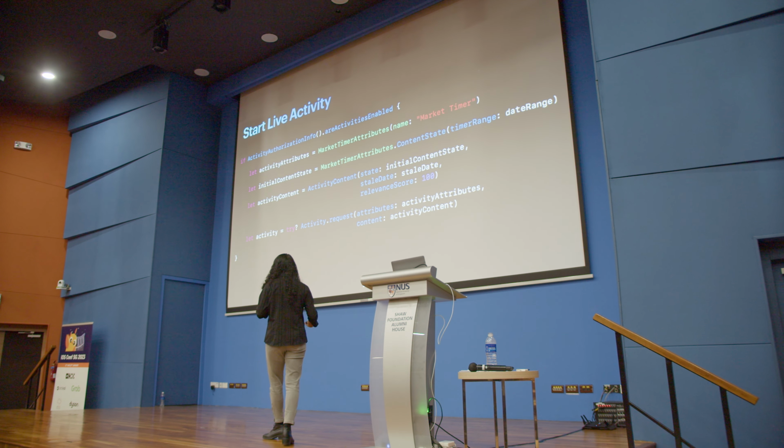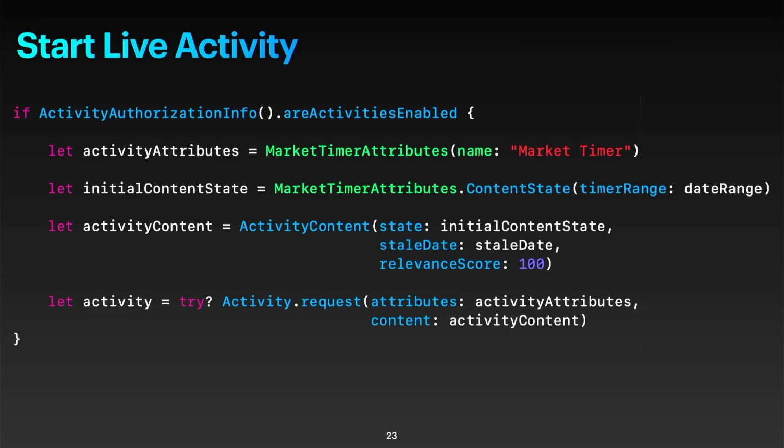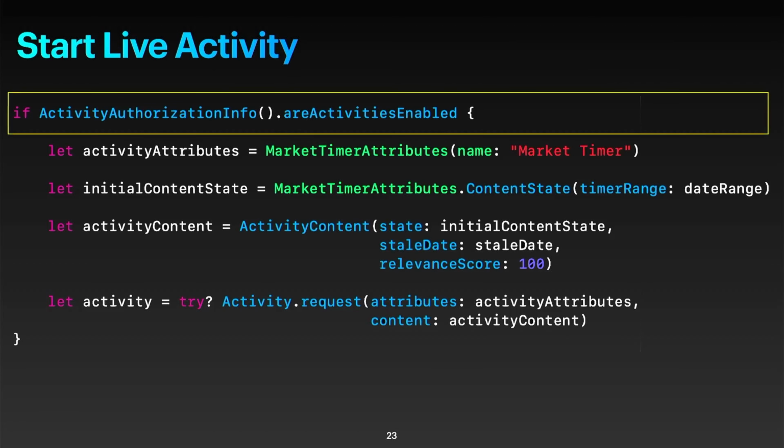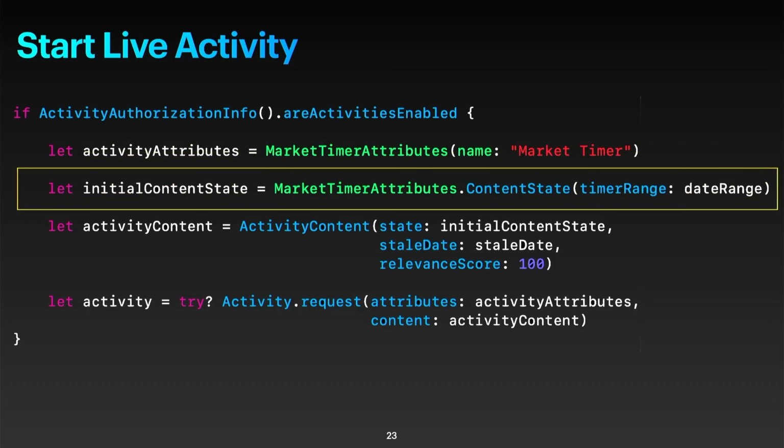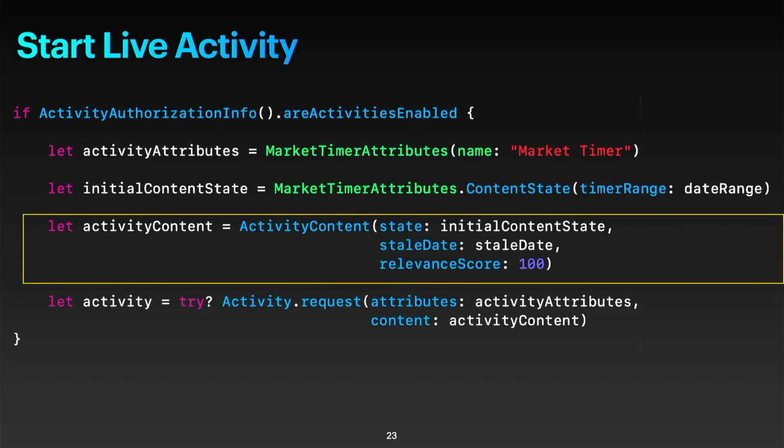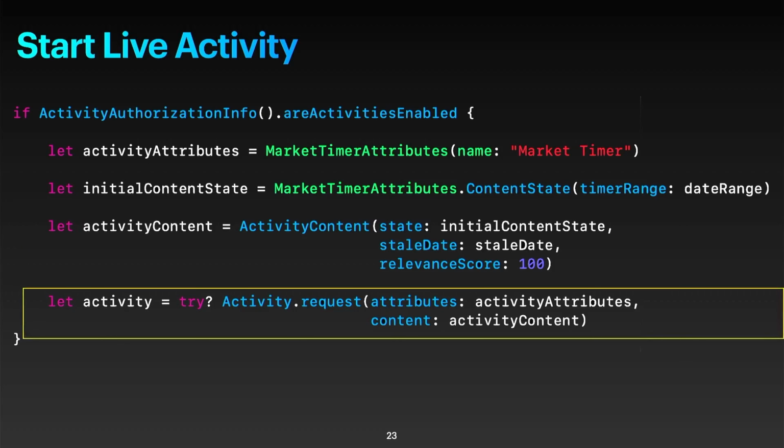Next, all of this boils down to defining a live activity. Here, I'm synchronously checking if my live activities are enabled. If enabled, I can configure my live activity with activity attributes. This provides the static content for my live activity. I am also providing an initial content state, which is the initial dynamic data for my live activity. With the initial content state, stale date, and the relevance score, I'm providing my live activity with an activity content. And with the activity content and activity attributes, I can now start my live activity.